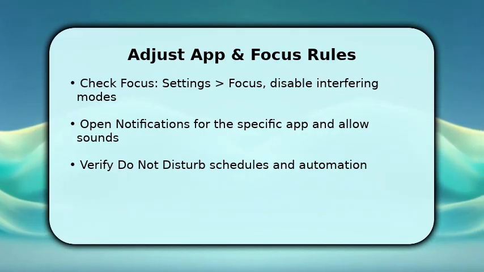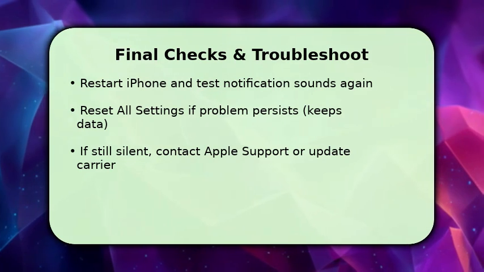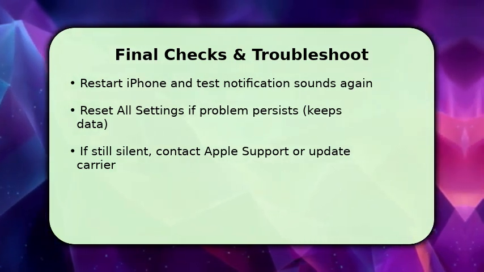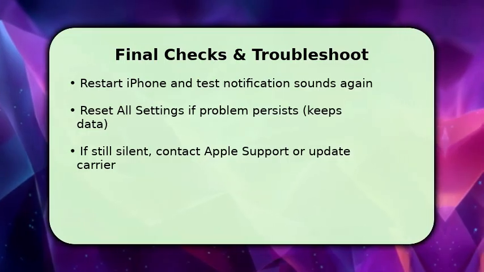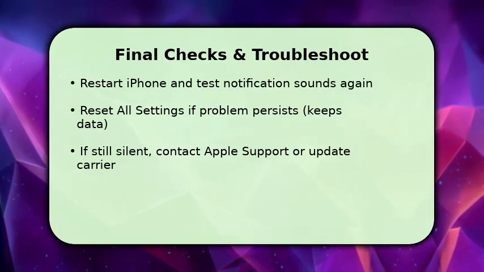After reboot, trigger a test notification. If the issue persists, go to Settings, General, Transfer or Reset iPhone, Reset All Settings. This restores defaults without erasing your data and often fixes notification routing. Make sure Bluetooth isn't routing alerts to a paired device.